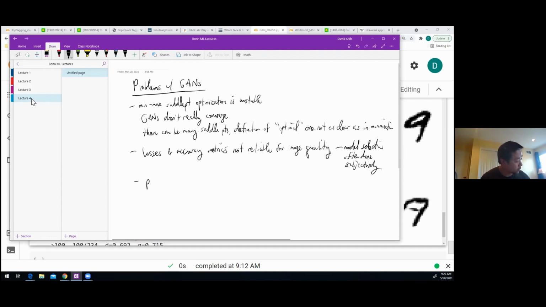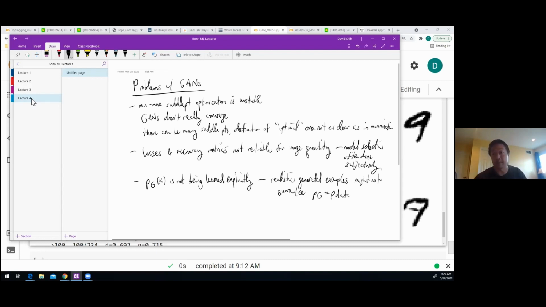And then the other thing is that PG of X is not being learned explicitly. So realistic generated examples might not guarantee that PG equals P data. That is, I could get this mode collapse phenomenon where I get very realistic zeros, but the GAN didn't learn to generate anything else.